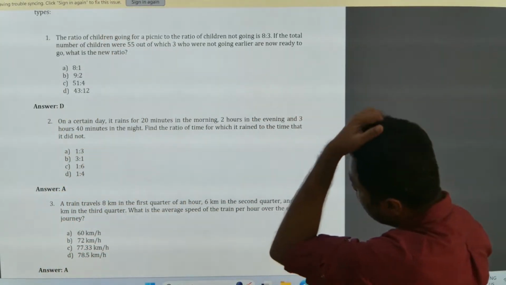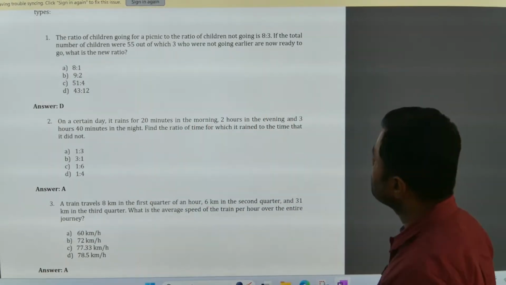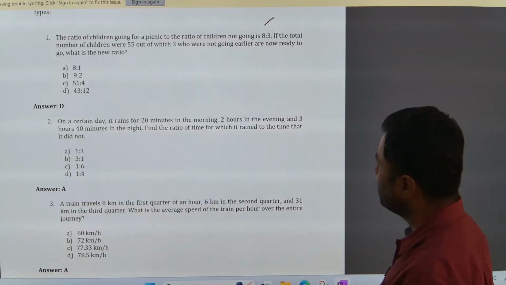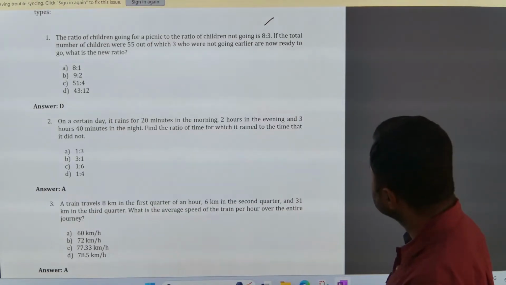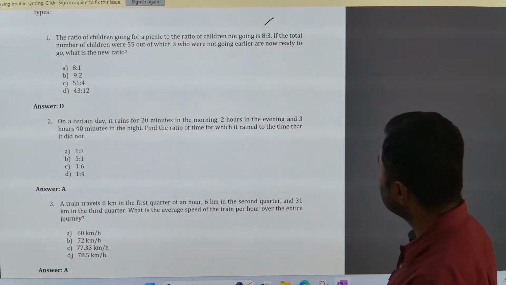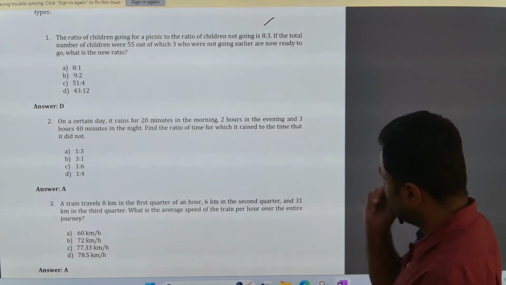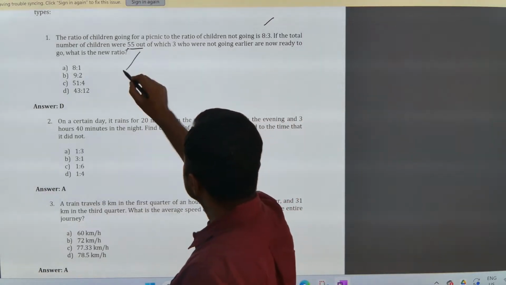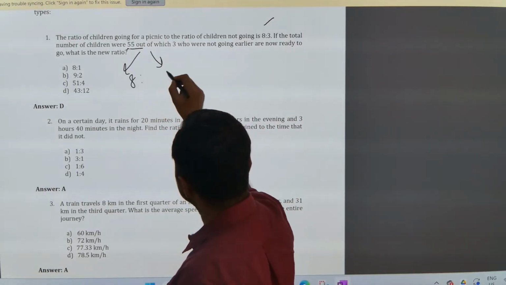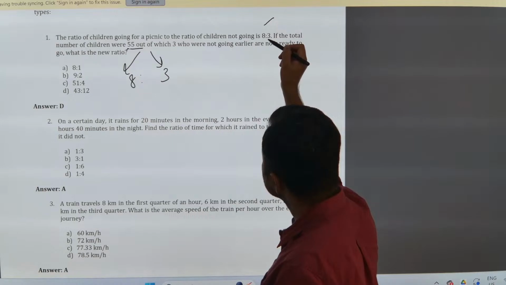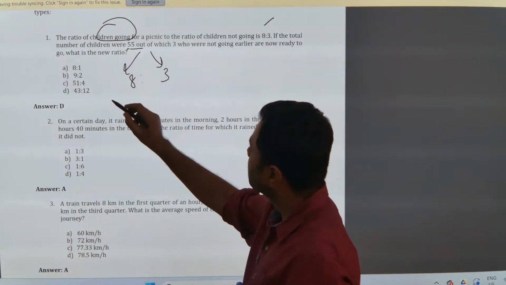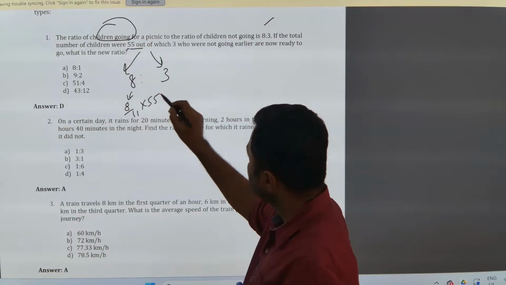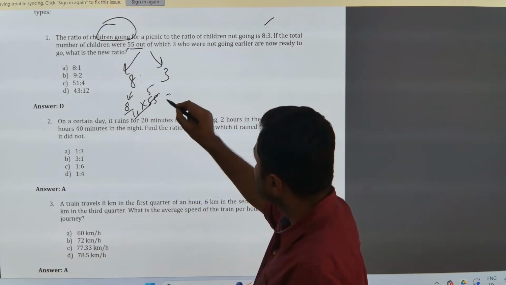The ratio of children going for a picnic to the ratio of children not going is 8 to 3. If the total number of children were 55, out of which 3 who were not going earlier are now ready to go, what is the new ratio? So if out of 55 children, the division was 8 by 3, so the number of children who are going, that would be 8 by 11 into 55, and that will be 40.